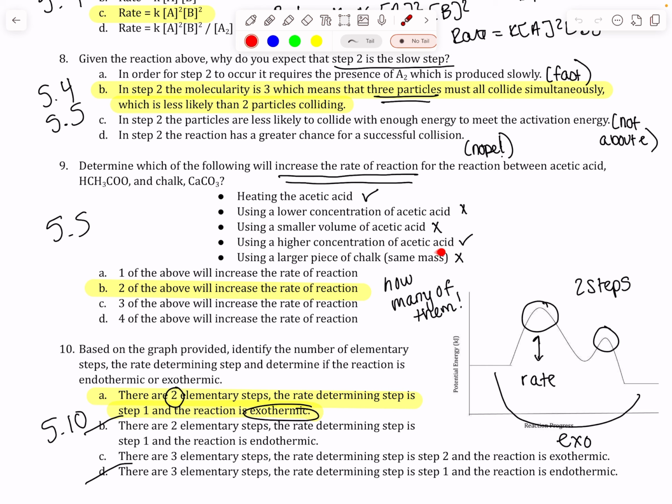Using a higher concentration, yes, and a larger piece of chalk. Remember, we're not talking about more surface area. We're just talking about a larger piece, which would not increase my surface area. So that's no. So 2 of the above, which would be the first one and the 4th one. Big thing here is just making sure, I wrote this note to myself when I was doing it, because upon first look, you think you're looking for 1 and 2 or 1 and 4, and you're not. You're just looking for how many of these are correct. So you want to make sure you read that carefully.